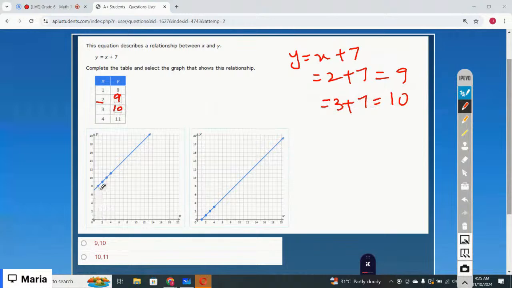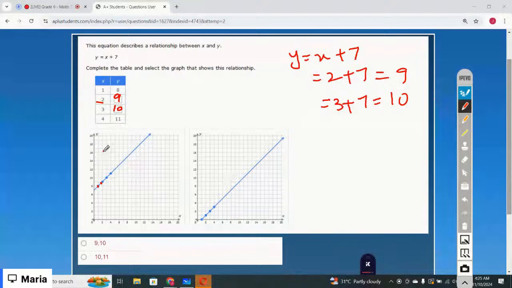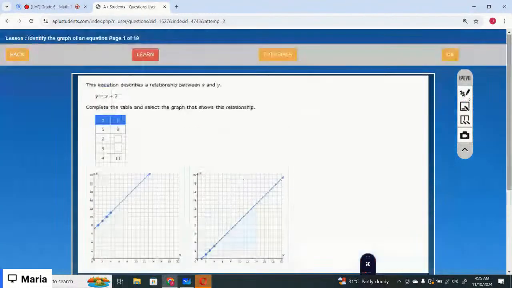X equals 1, y equals 8. X equals 2, y equals 9. X equals 3, y equals 10. This graph is the correct option, and the values are 9 and 10. Option number 1 is the correct option.